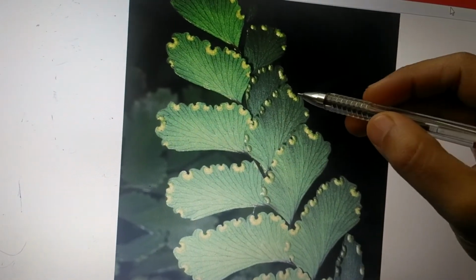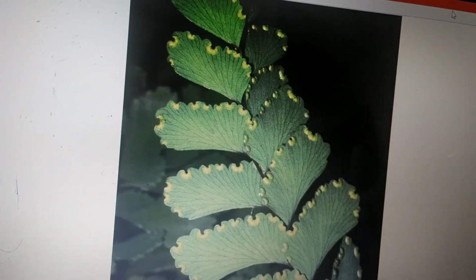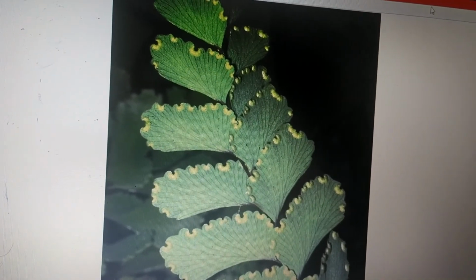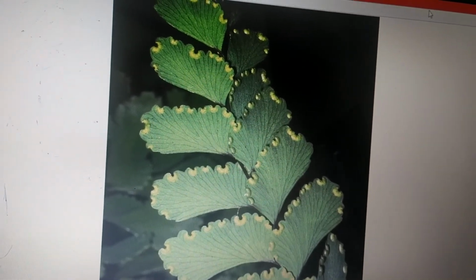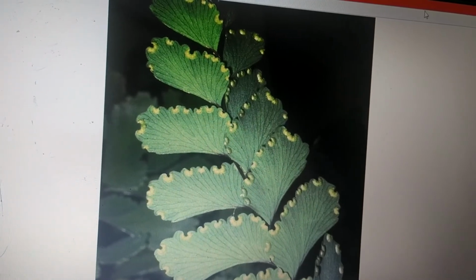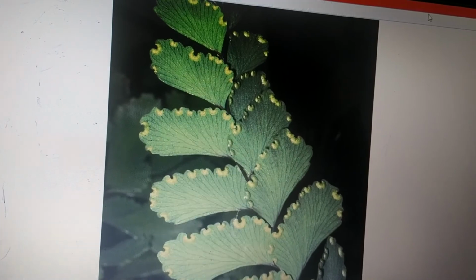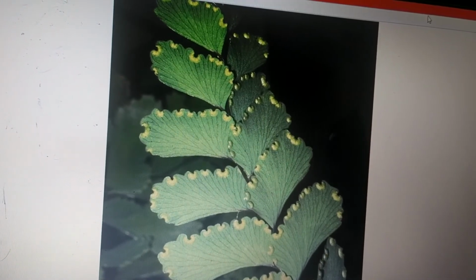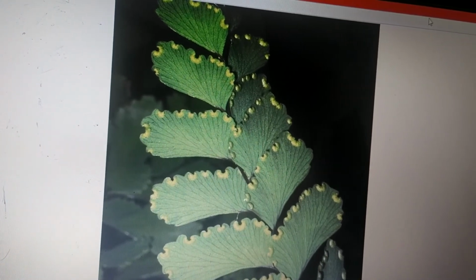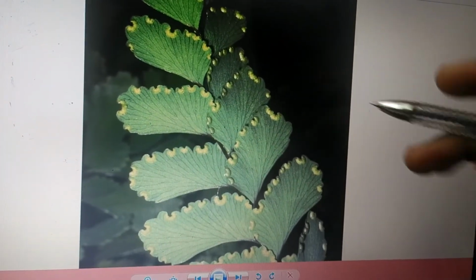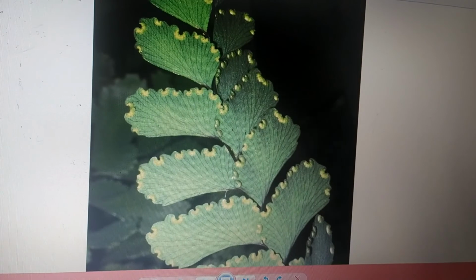Now these sori are covered, they are not open. They are covered with a thin membranous layer called the false indusium. Now, false indusium can be a one mark question, asking what is false indusium. False indusium is nothing but a membranous structure which covers the sori which are borne on the ventral side of the leaf in case of Adiantum.